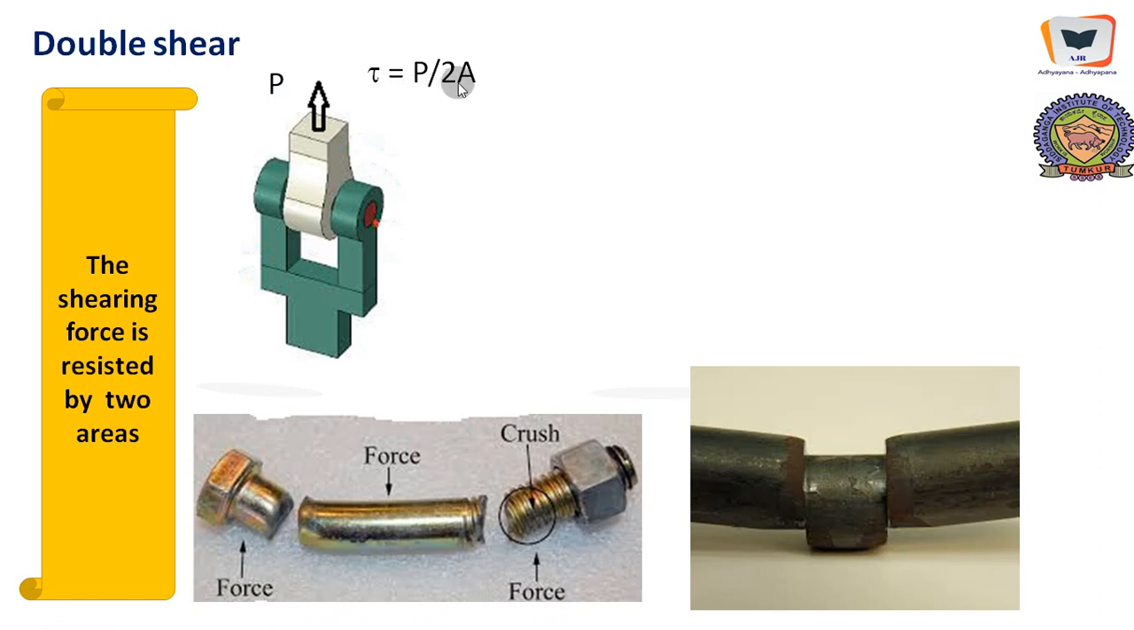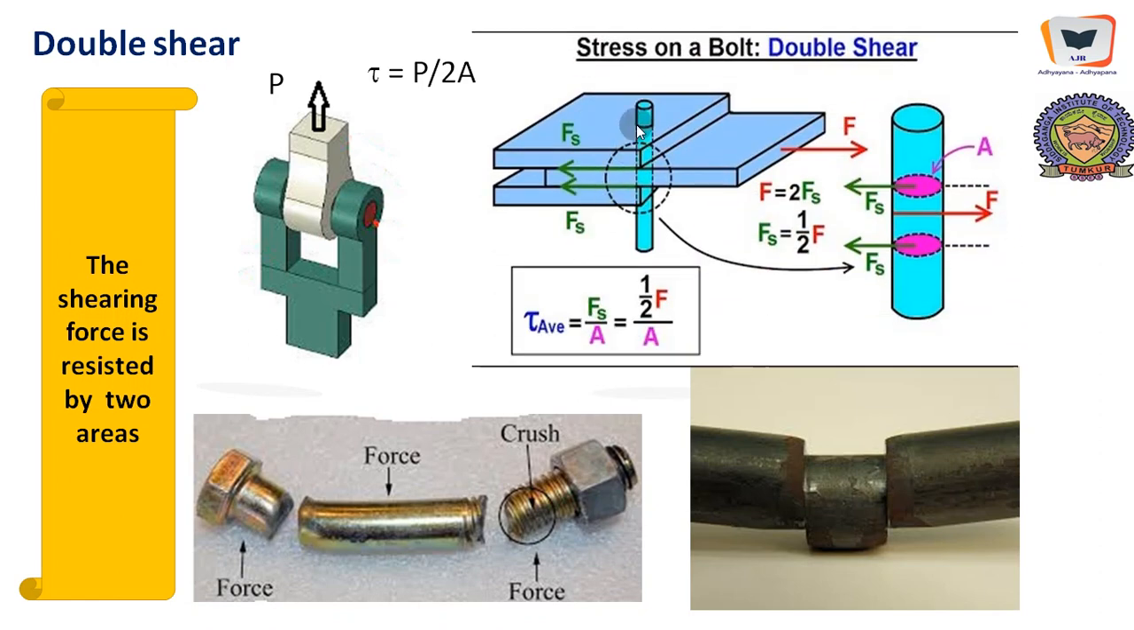So here tau equals P by 2A, one area of cross section here, another area of cross section over here. And stress on a bolt in double shear: here is a plate which is getting pulled like this. Automatically it will generate reaction over here, Fs. So Fs is on this particular area. Therefore, Fs plus Fs, 2Fs, will become F. Therefore Fs by A, area of cross section, so it is half F. Here the shear force as far as one plate is concerned is half F divided by A. Or directly we can write F by 2A.